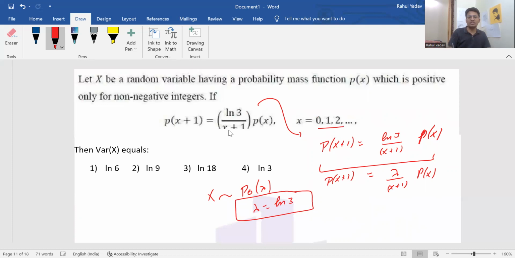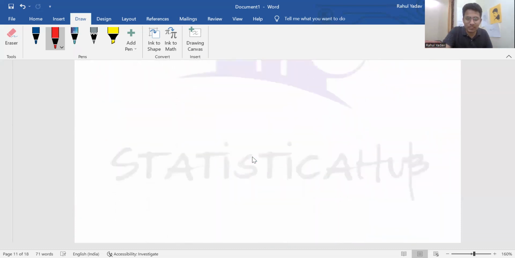Okay, so if I know this, then I can go ahead, they only wanted the variance of x. So variance of x will be lambda. So that will be option D. So that was a straightforward problem. No need of any kind of calculation, very direct. So let's have a look at the next problem.